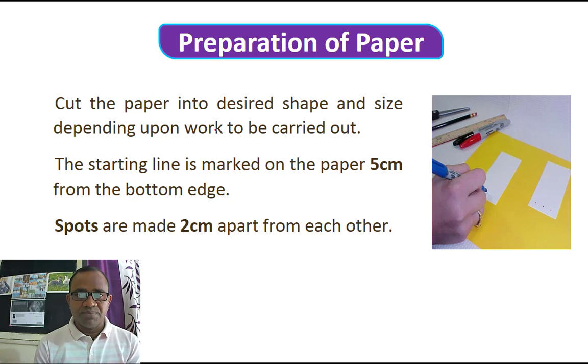The way we prepare a particular paper is based on the type of sample used. We cut that paper into the desired shape and size, and then mark the paper with a pencil 5 cm from the bottom, and we put the samples around 2 cm apart from each other so that they cannot diffuse.